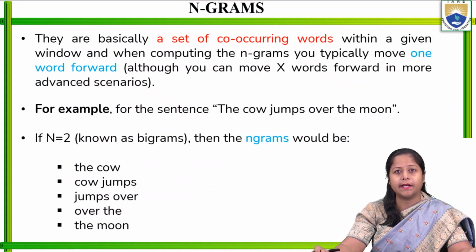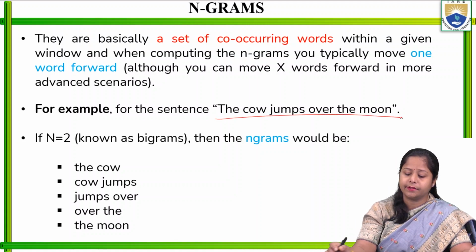They are basically a set of co-occurring words within a given window. When we compute the n-grams, we typically move one word forward, although in more advanced scenarios we can move X words forward, either one word, two words, three words or n words. For example, take the sentence, the cow jumps over the moon.